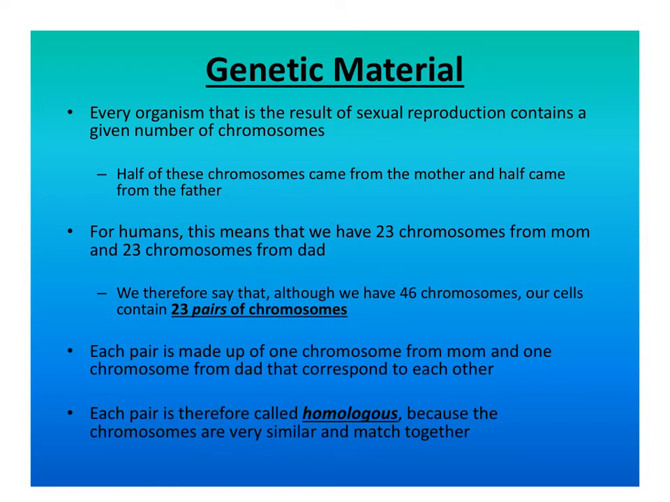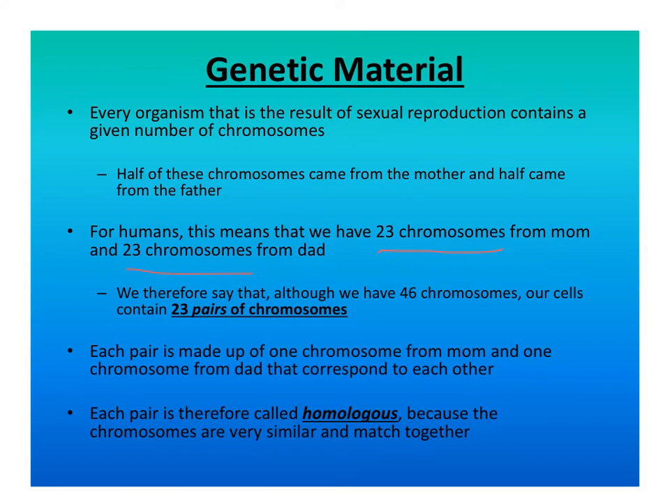I can't remember if we really talked about this or not this year. Different organisms can have different numbers of chromosomes, but in each case, the total number of chromosomes is half from your mom and half from your dad. So, in the human case, that means that you are going to get 23 chromosomes from your mother and 23 chromosomes from your father. Now, those should be similar, right?